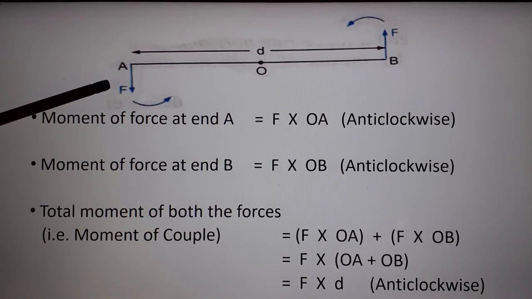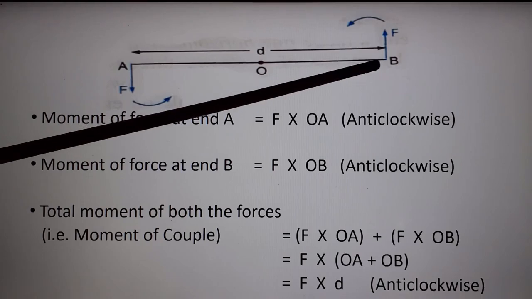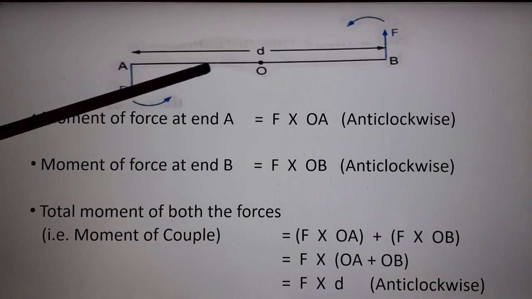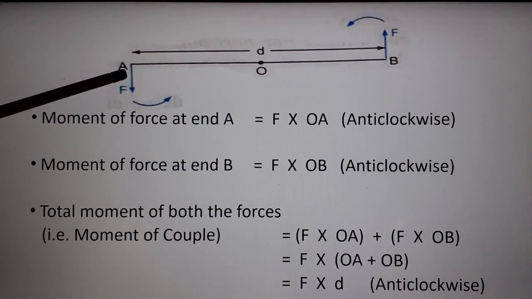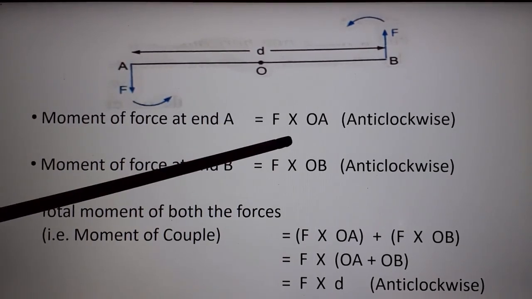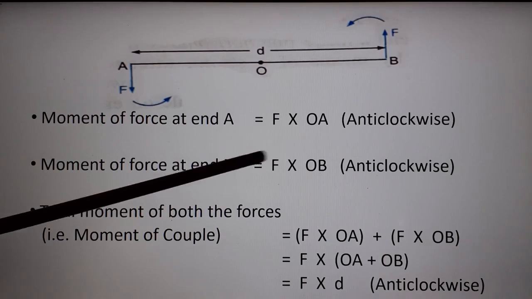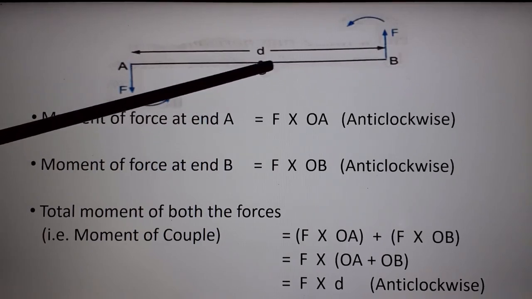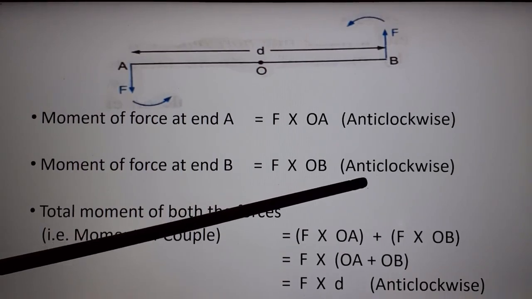We will start with what we know. We know the moment of force formula, right? So we will calculate the moment of force for end A and the moment of force for end B. The moment of force at end A is equal to force multiplied by the perpendicular distance between the pivoted point and the line of action of force. So it is F into OA. It is producing an anti-clockwise moment, so we have written the direction here. Now the moment of force at end B is equal to force multiplied by the perpendicular distance OB, right? So F into OB. That is also anti-clockwise.